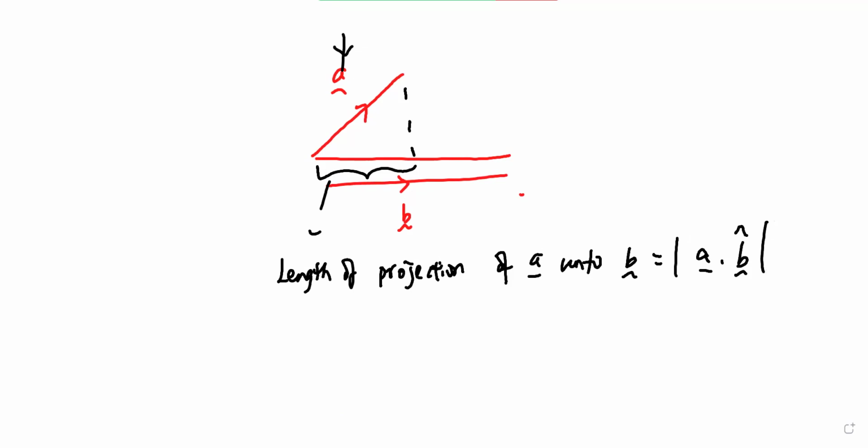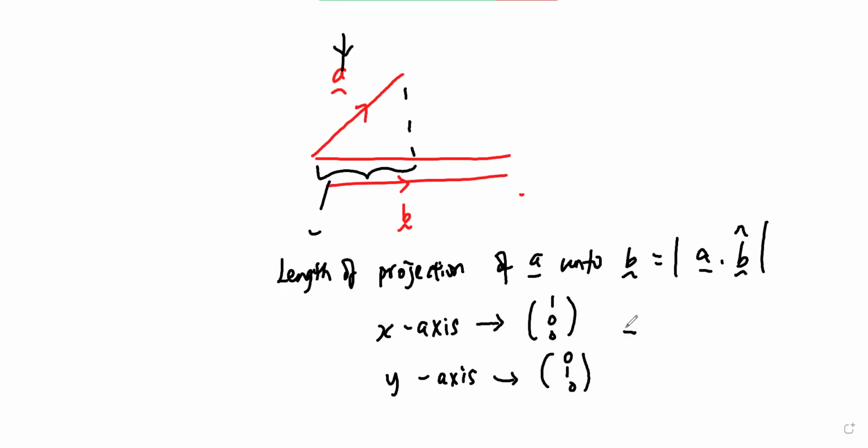And last but not least, concepts like x-axis. When you're given the x-axis, you can use 1, 0, 0 to represent the x-axis. For the y-axis, you can use 0, 1, 0 to represent. And the z-axis, you can always use the vector 0, 0, 1 to represent the z-axis.